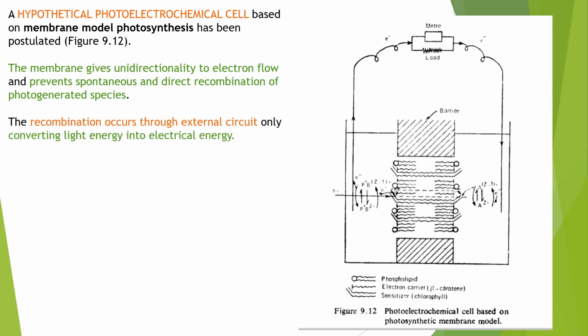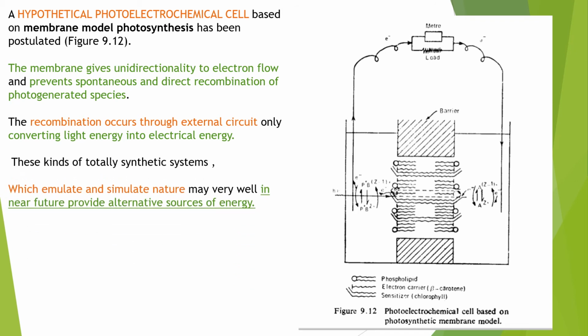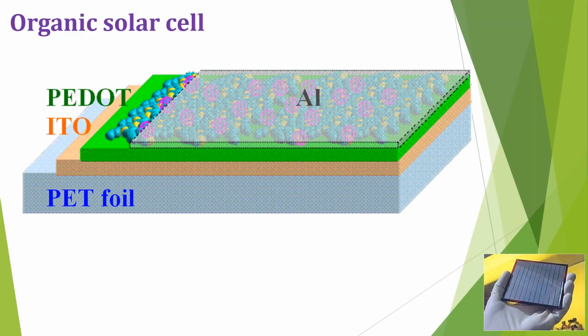Then the recombination occurs through the external circuit only, converting light energy into electrical energy. But remember, it is a hypothetical cell. So these kinds of totally synthetic systems, which emulate and stimulate nature, may very well in the near future provide alternative sources of energy. This is the work which should be done by you. Think on it and try for it.